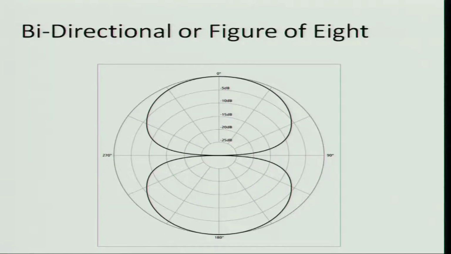Now let us look at this picture. This is a bidirectional microphone. What does it tell us? This is 0 degrees, 90 degrees, 180, 270. And let's assume that this curve is for, let's say, 1000 hertz. What does it tell us? Suppose I have a 100 decibel sound, and that 100 decibel sound is coming from the 0 degree direction. Then it will measure 100 minus 0, which is 100 decibels.